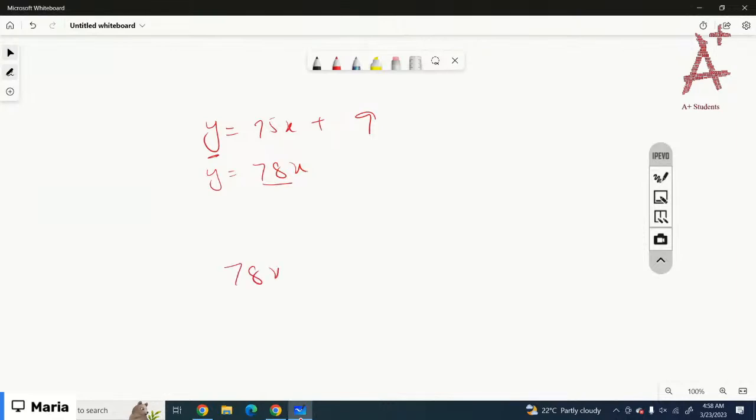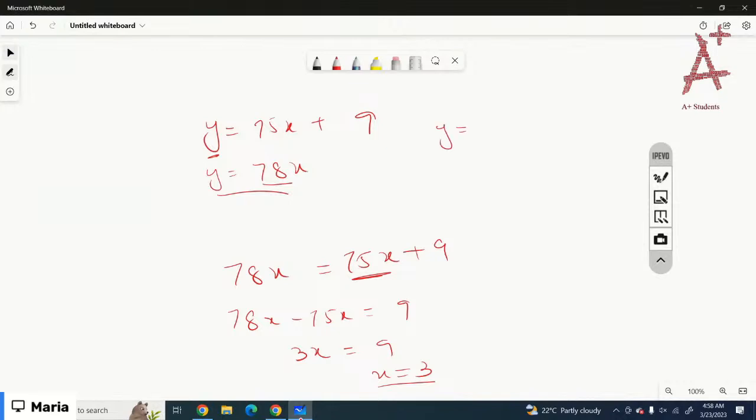It would be 78x equals 75x plus 9. So move 75x to the left side. It would be 78 minus 75x equals 9. 78 minus 75 is 3x equals 9. So it would be x equals 3. Just replace this x with 3. So it would be y equals 78 times 3. 3 times 8 is 24. 3 times 7 is 21. And adding, it would be 234. So the answer is 3 and 234.